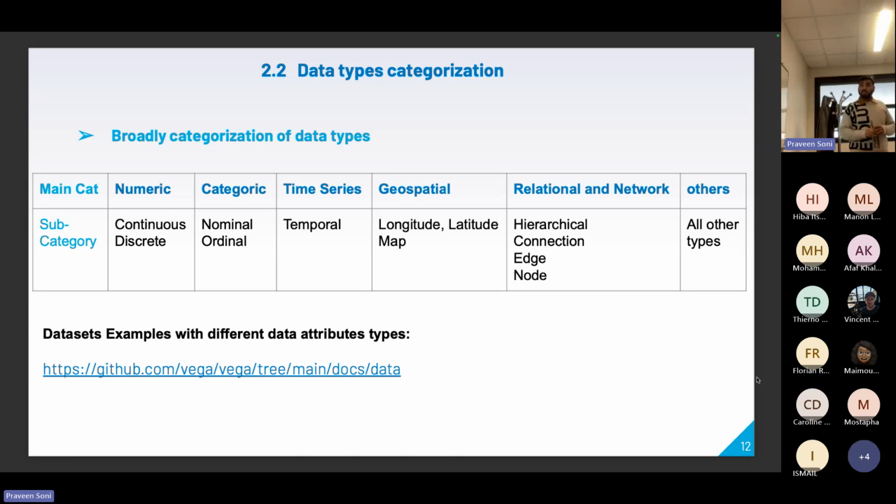Third comes the time series. When there is involvement of time, like month or year, timestamp, minute, second, in a continuous way, we consider our data attribute type as temporal. Then we all know very well geospatial, like in a space, longitude and latitude, to find any position. Then there is relation and network, if I want to connect the dots or make a connection. When we are connecting the dots or making a connection, there are edges and nodes. And then others, there are many other types we will see in detail.